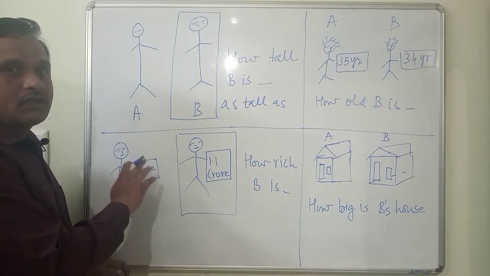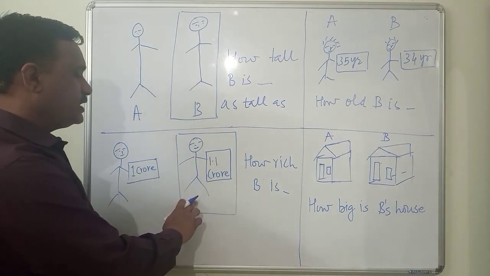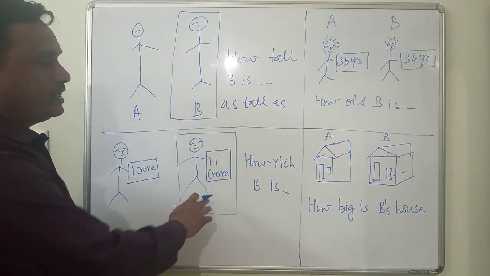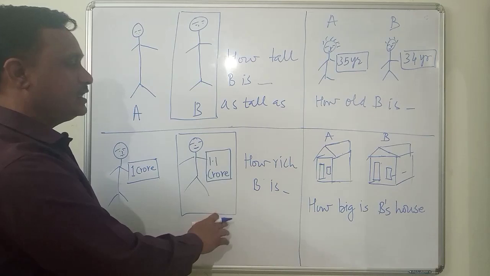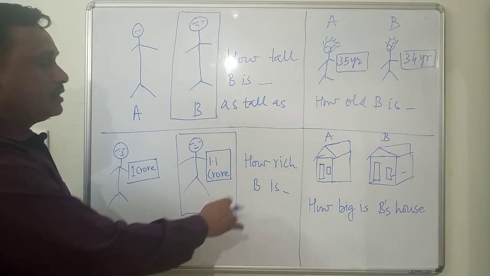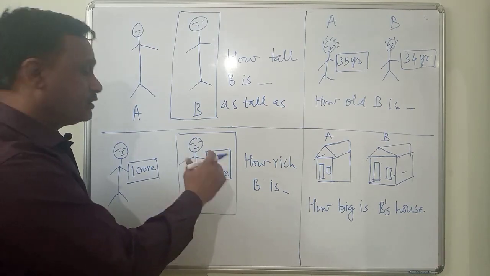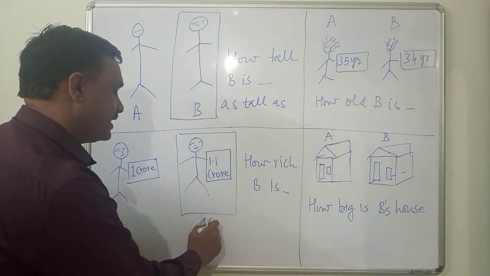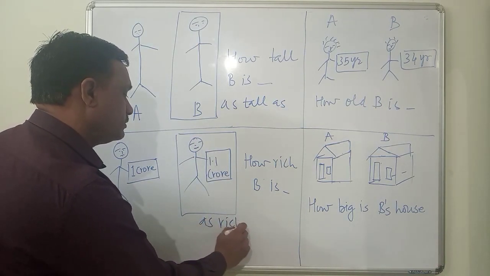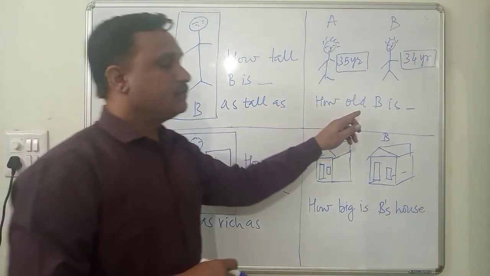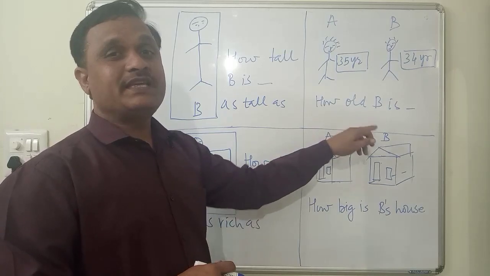Now here A and B, you know that A has 1 crore rupees asset. His wealth is 1 crore rupees and B's wealth is 1.1 crore rupees. But you don't know anything about B. So I can tell you how rich B is. B is as rich as A. As rich as A.